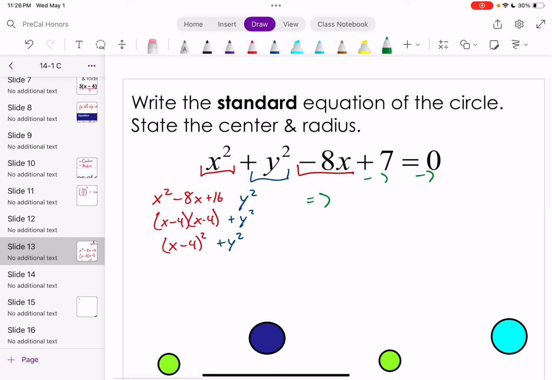And that would be equal to 7 plus the 16 that we had from the completing of the square, which would leave us with 23. Correction. When we moved over the 7, this would actually turn into a negative 7. Negative 7 and 16 would give us a positive 9.